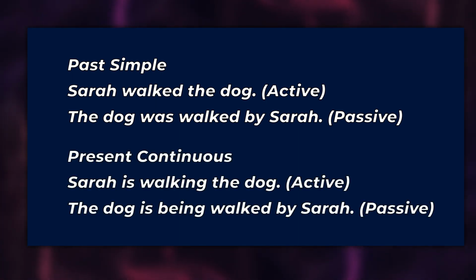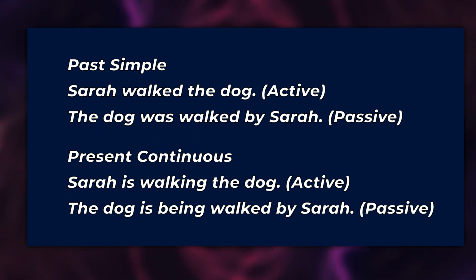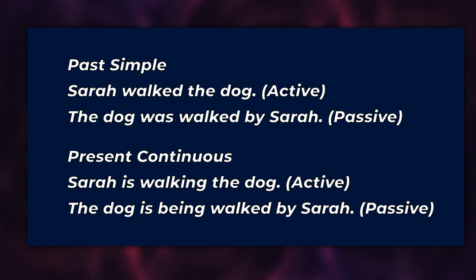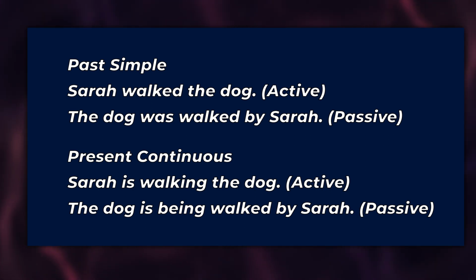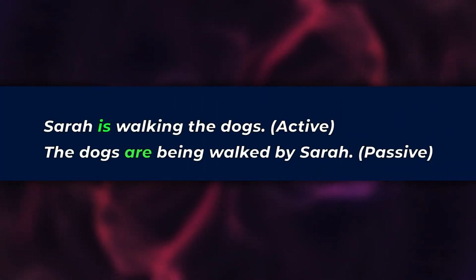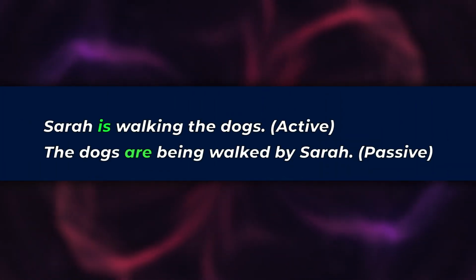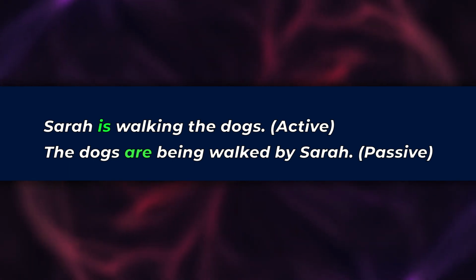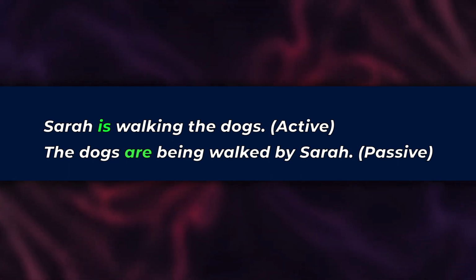In a present continuous form, active, we would say, Sarah is walking the dog. And passive, the dog is being walked by Sarah. And we can't forget to conjugate our verb also. Sarah is walking the dogs. The dogs are being walked by Sarah.